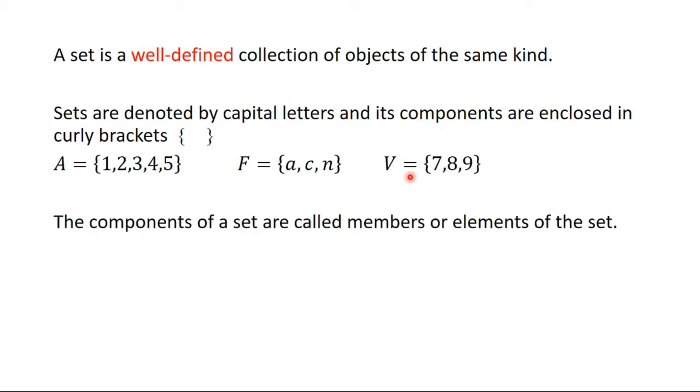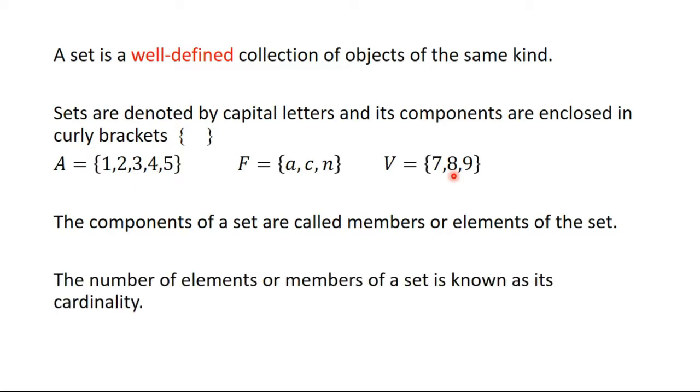The components of a set are called its members or elements of the set. So for example, for set A, the components, that is 1, 2, 3, 4, and 5, are called the members or elements of set A. I hope that is clear. It's the same for set F and set V here. Set F has the elements A, C, and N, and set V has the elements 7, 8, and 9. So these are called the members or elements of the set.